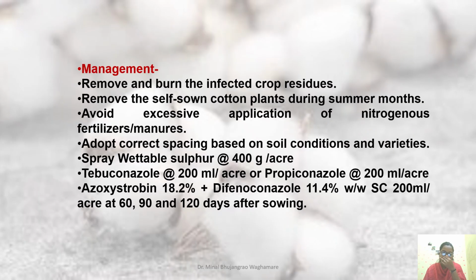Coming to the management, remove and burn the infected crop residues, and remove the self-sown cotton plants during the summer. Avoid the excess application of nitrogen to avoid excess vegetative growth, and keep the plant safe from the pathogen. We also go for the spray of wettable sulfur, tebuconazole, propiconazole, azoxystrobin, diclofenac at 200 ml per acre at 60, 90 and 120 days after the sowing.